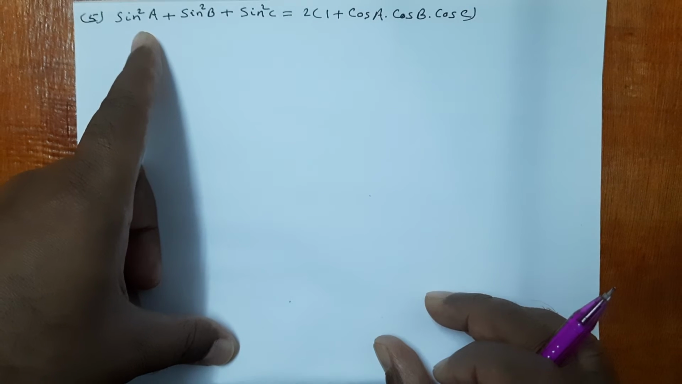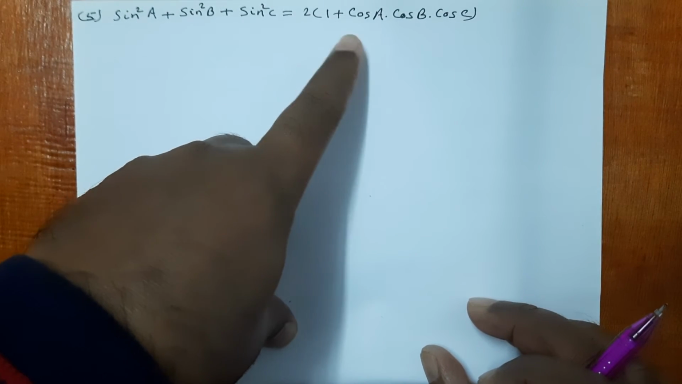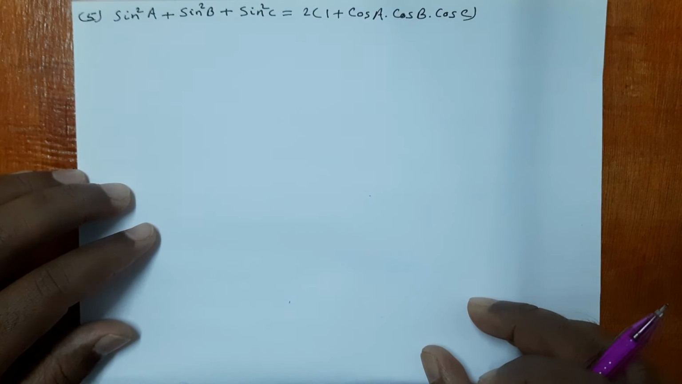We have the question sin square A plus sin square B plus sin square C equals 2 (1 plus cos A cos B cos C). We have to prove this. Let's start from the left hand side.